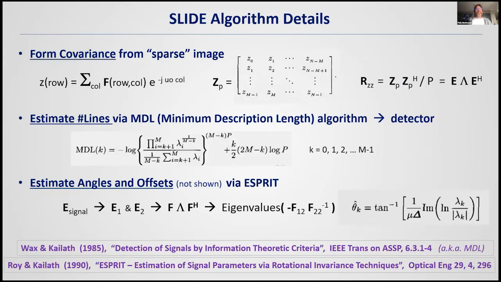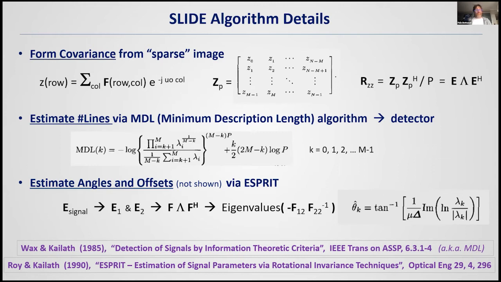So the first step in testing out the use of SLIDE as a front-end processor for meteor detection involved going through the algorithm and implementing the details. Now, I'm not going to go through all the expressions here. The bottom line is you need to form a covariance matrix from the imagery. And to do that, you basically just sum across columns, putting in a phase factor, which basically looks like a plane wave propagating across to a series of sensors on the left edge of your image.